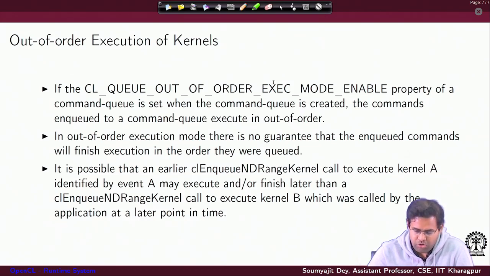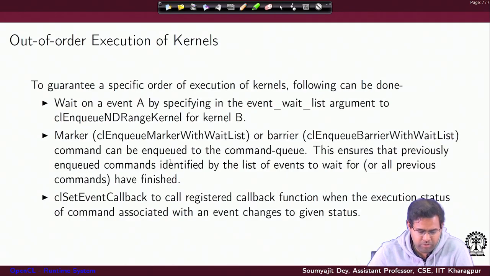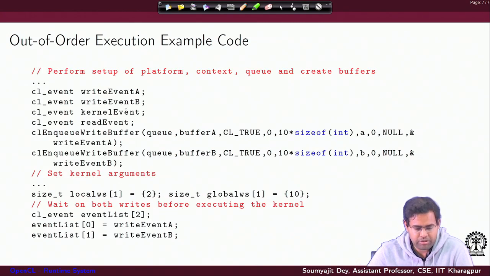So how to ensure this? As we have discussed, we will be making use of event wait lists, we will be making use of markers and barriers, and we will be making use of callback functions. So let's see what these are.